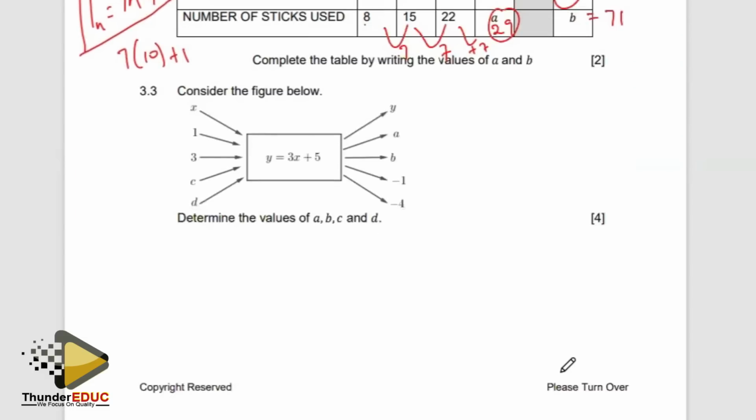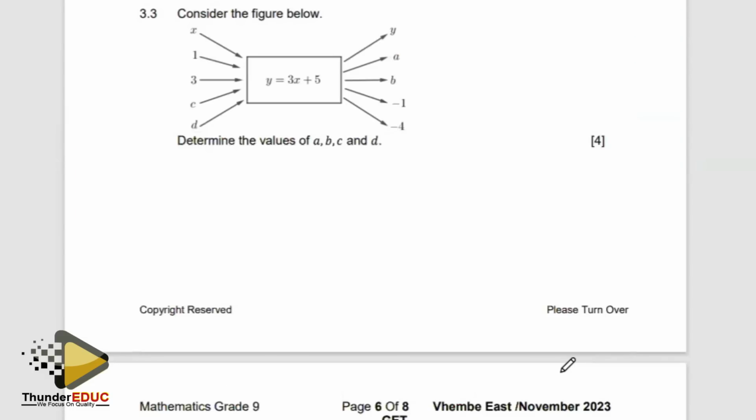3.3, we have a flow diagram, and they want us to find the values of A, B, C, and D. So let's feed the numbers. So what is 3 times 1 plus 5? A becomes 8. Say 3 times 1 plus 5 is 8. Then we have 3 times 3 plus 5, which is going to be a 14, because 9 plus 5, that's going to be a 14.